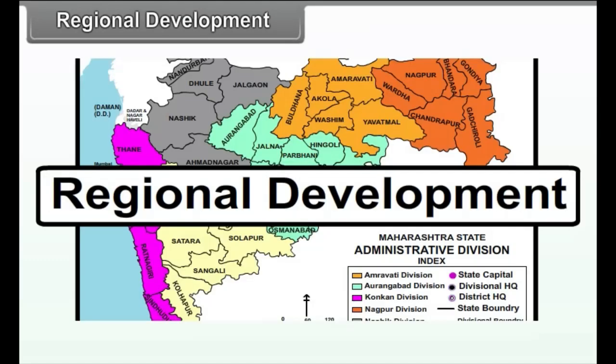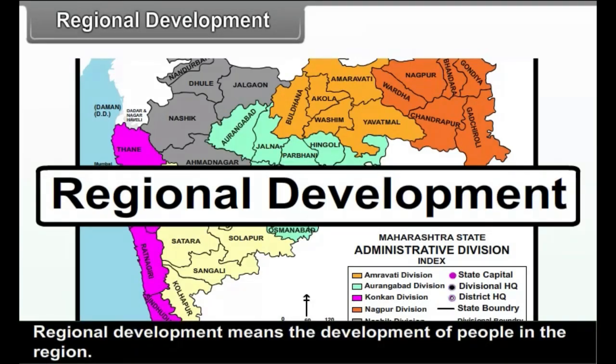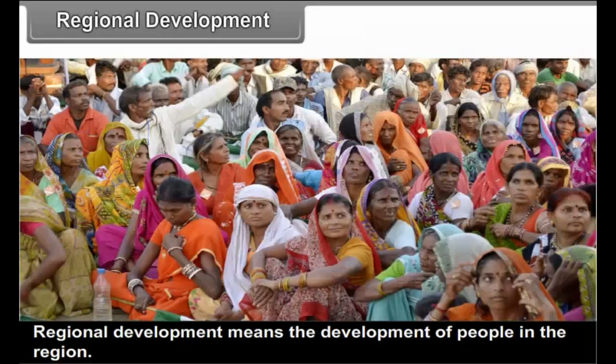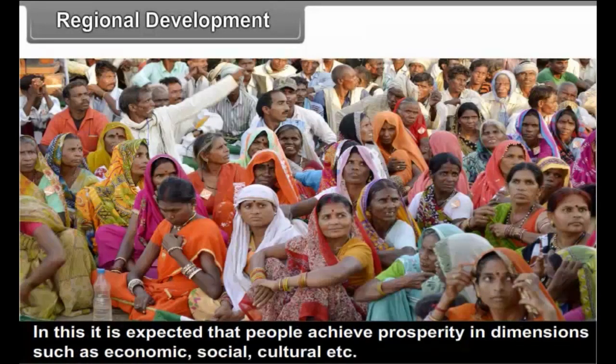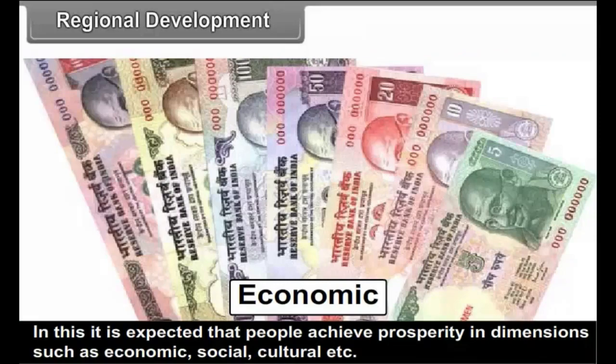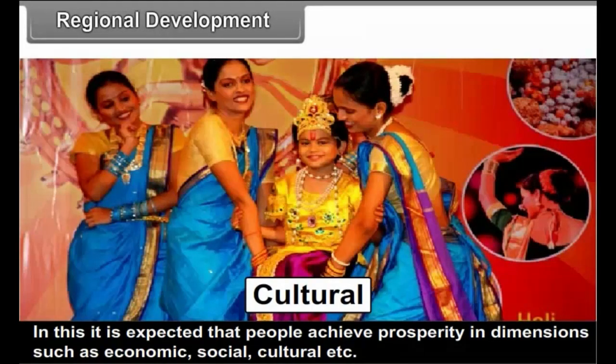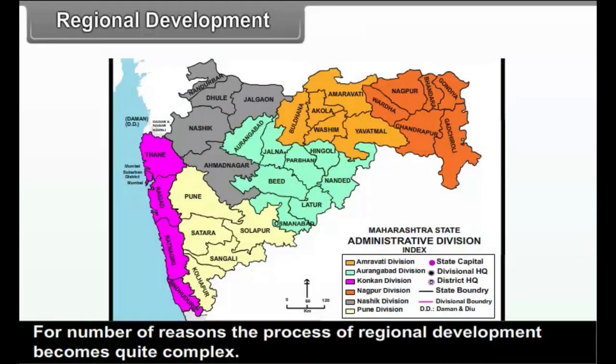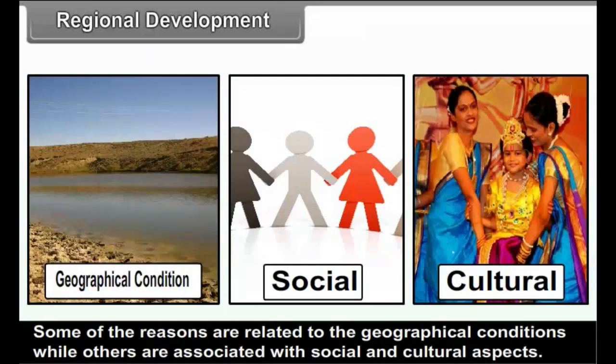8.2, Regional Development. Regional development means the development of people in the region. In this, it is expected that people achieve prosperity in dimensions such as economic, social, cultural, etc. For a number of reasons, the process of regional development becomes quite complex. Some of the reasons are related to the geographical conditions, while others are associated with social and cultural aspects.